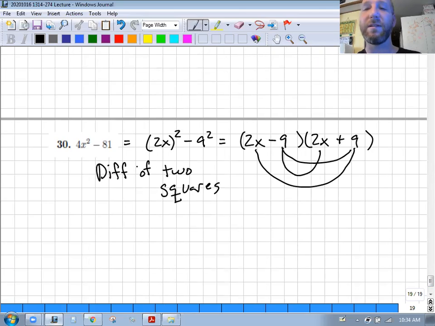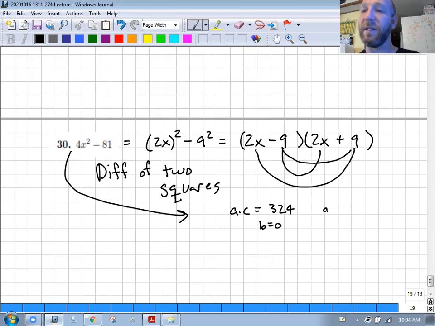All right, you could probably still use the AC method, right? Let's look and see how well that works. A times C is 4 times 81, that's 324. B is 0. So we need a P and a Q that multiply to be 324, but add to give us 0. It's kind of hard to figure out what numbers multiply to be 324, right?